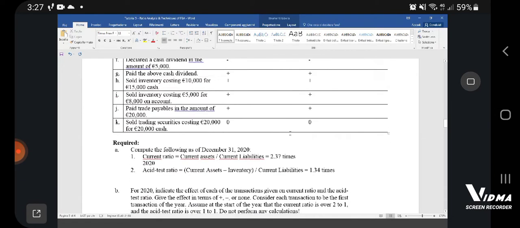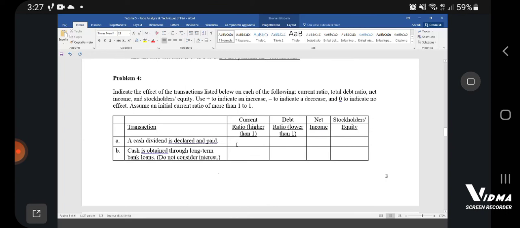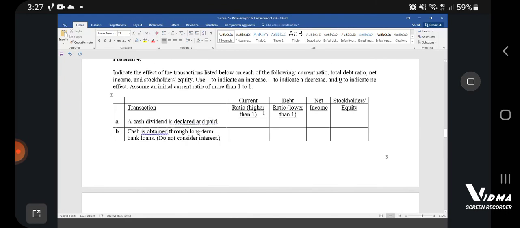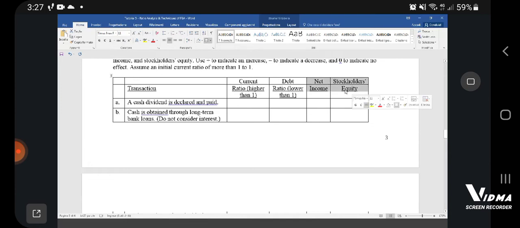I think we now know how to calculate the values of this ratio and how to solve these exercises. We have something similar over here, and I think we are going very fast with that as well. Again, we have some transactions and we have to show how they impact the indicators. We have the current ratio, the debt ratio, the net income, and the stockholders' equity. The last two items are not financial ratios, they are items from financial statements: net income from the income statement and stockholders' equity from the balance sheet.